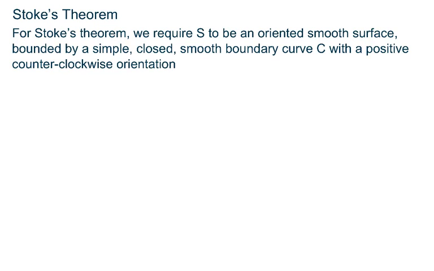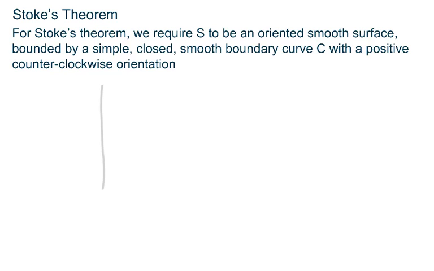Now that we understand how to find curl of F, we're going to come back to Stokes' theorem. For Stokes' theorem, we are requiring our surface S to be an oriented, smooth surface bounded by a simple, closed, smooth boundary curve C with a positive counterclockwise orientation.